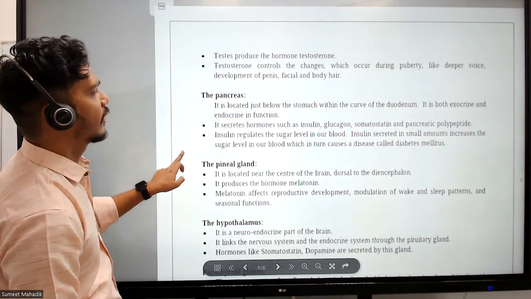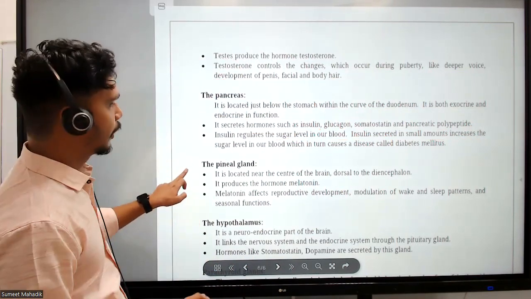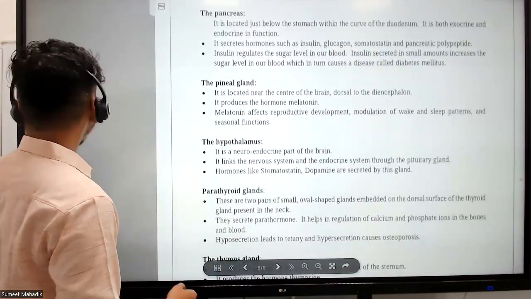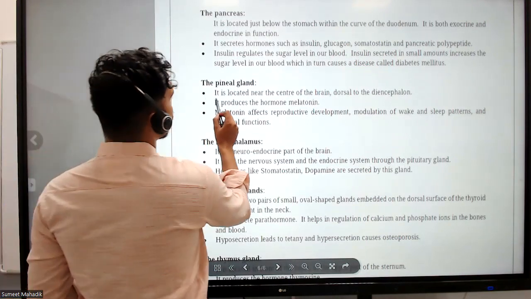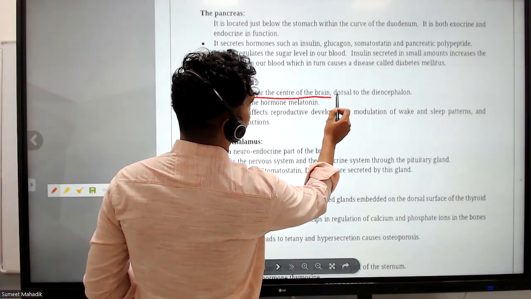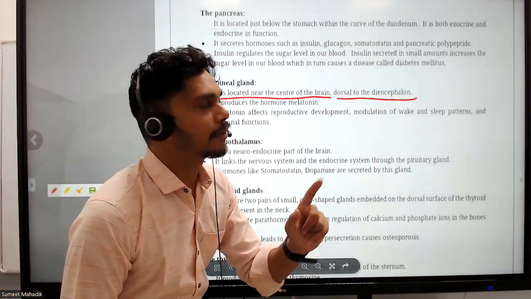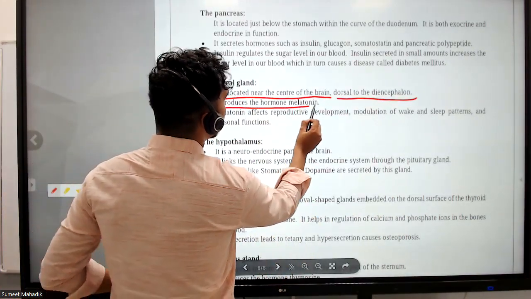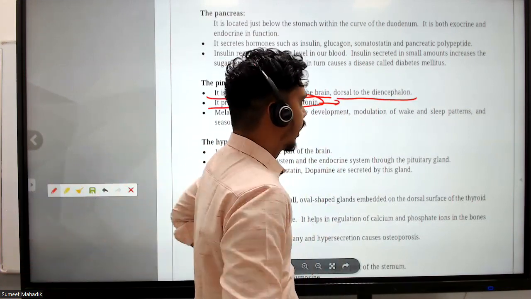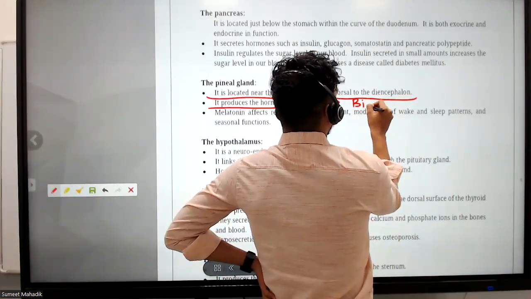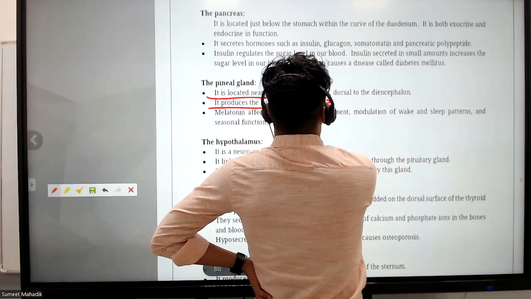Now, the pineal gland. Where is the pineal gland? Above the pituitary gland. Very good. It is located near the center of the brain, dorsal to the diencephalon. What is the function of the diencephalon? It produces the hormone melatonin. What is melatonin? It's also called the biological clock.